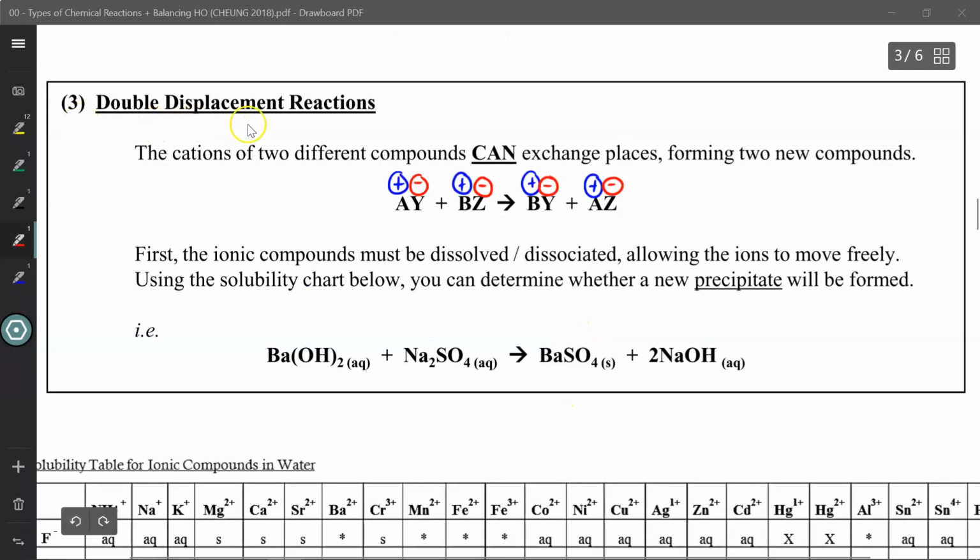Now a double displacement reaction is very similar to a single displacement reaction, except this time everyone gets a new partner. Once again, the old partners and the new partners must always have opposite charges. If they have the same charge, then they will repel each other. So make sure when you switch partners that they have opposite charges.